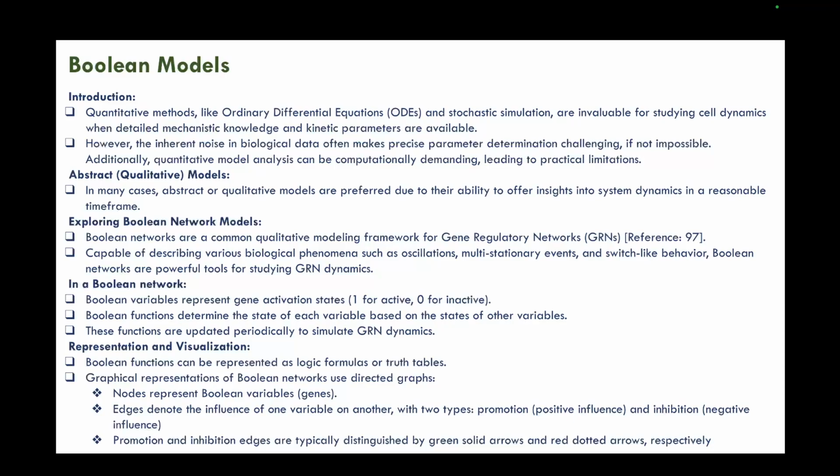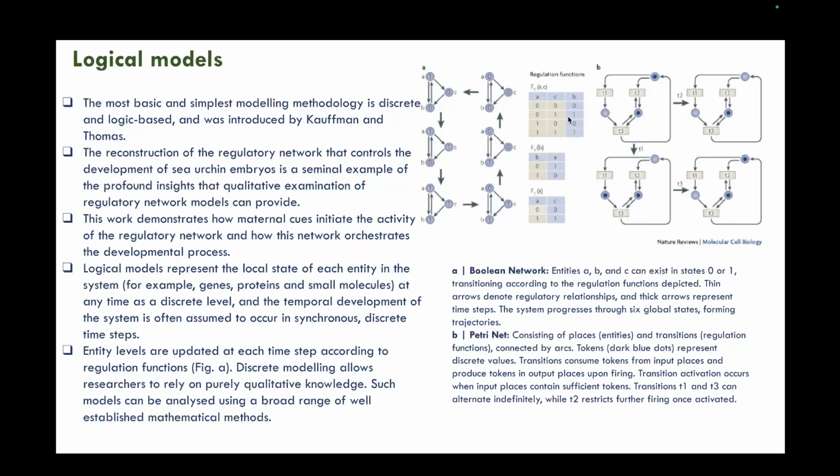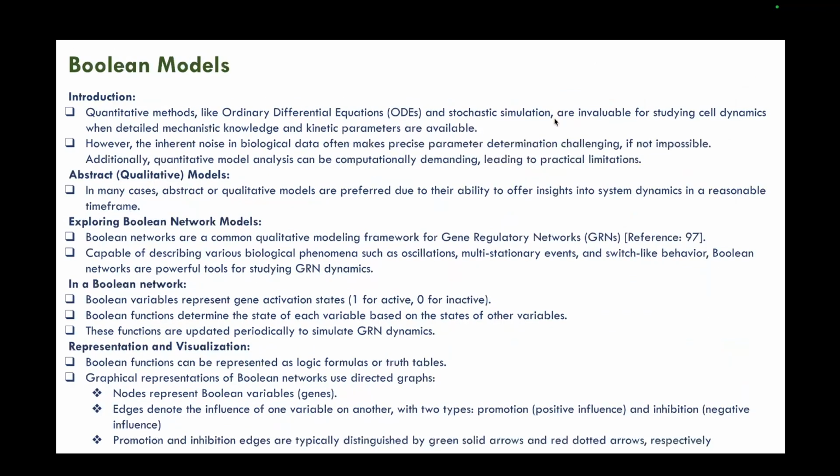If you look through the literature of systems biology, you find a lot of work that focuses on transitions or multi-stability or bistability, this kind of stuff. They always use Boolean models because these are ideal to predict those things. So in a Boolean network, your Boolean variables will represent gene activation states, which is one for active, zero for inactive. Then your Boolean functions, which is basically the relationship between the three elements here. These are the Boolean functions.